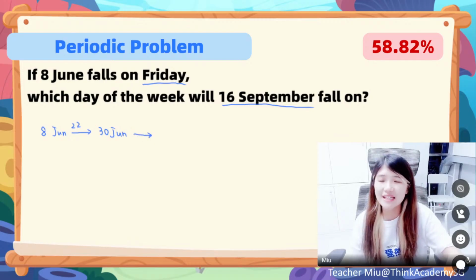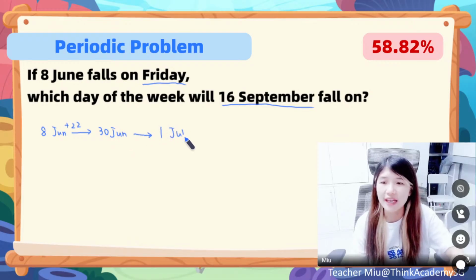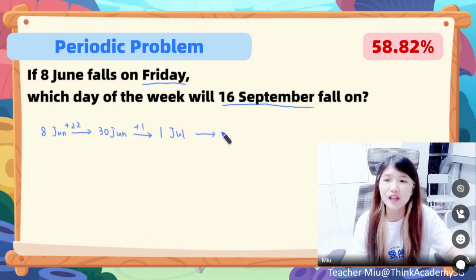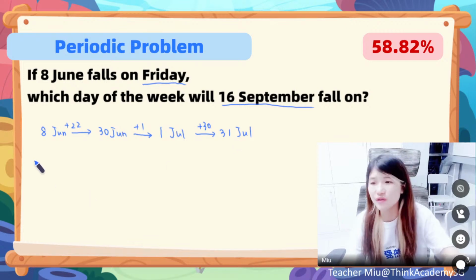Then continue from the 30th of June all the way to the 1st of July, which is 1 day later. From the first day of July to the last day of July, which is the 31st, which is 30 days later. Then from the 31st of July all the way to 1st August, there would be 1 day later.